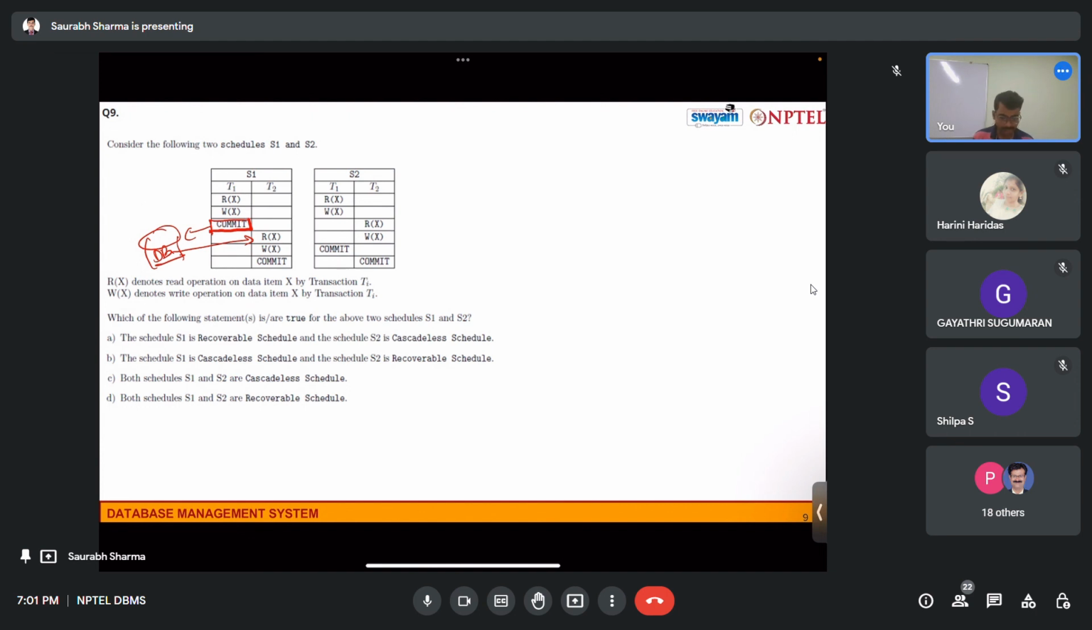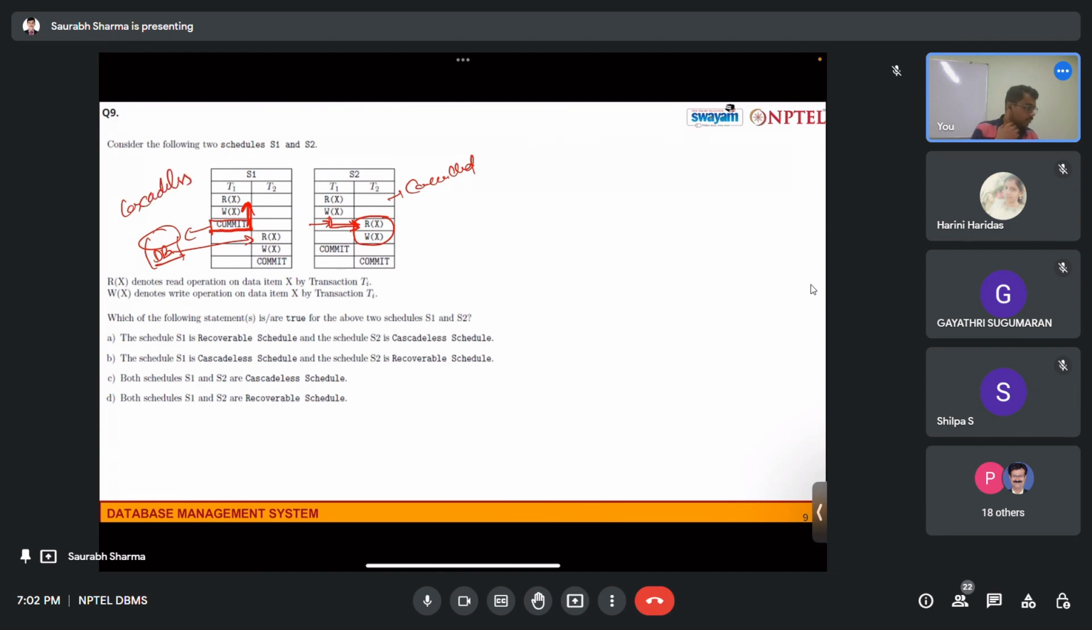No, because it is not committing, it is writing, and the written value is not written in the database, but it is now going to T2. So if we fail anywhere, we have to clear these values also. But in the other case, if we fail, we just have to revert these values only. So S1 is cascadeless.